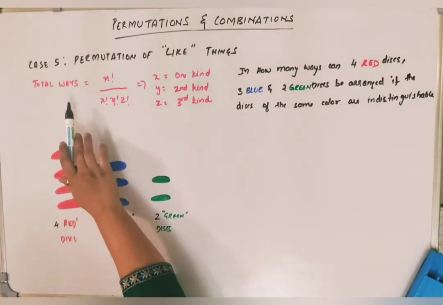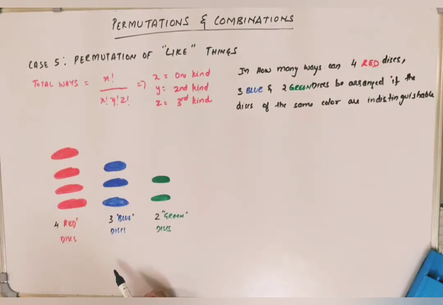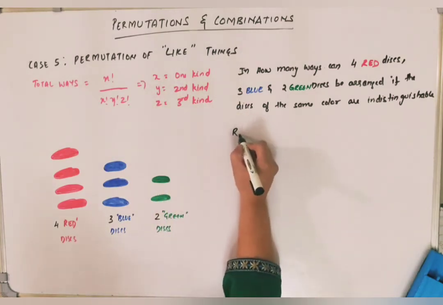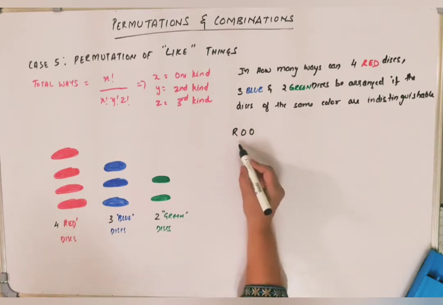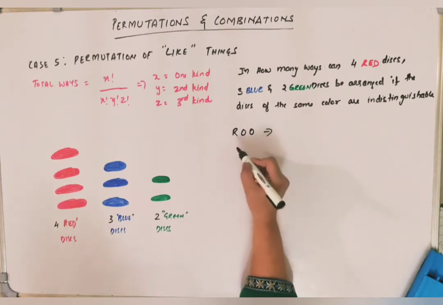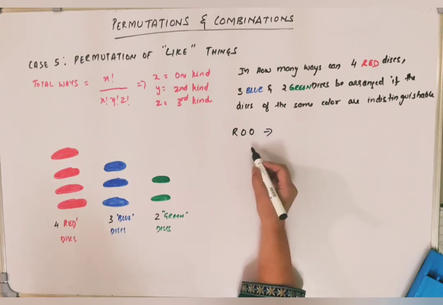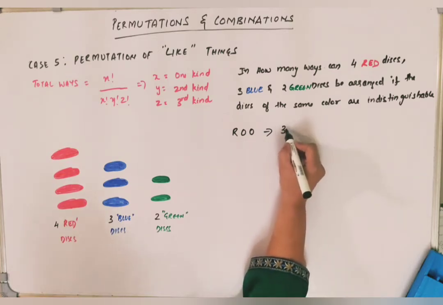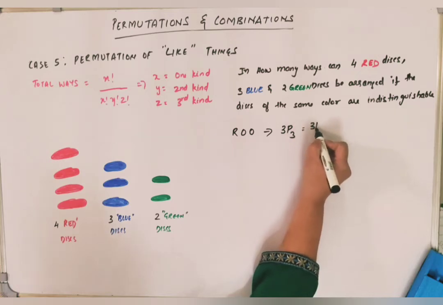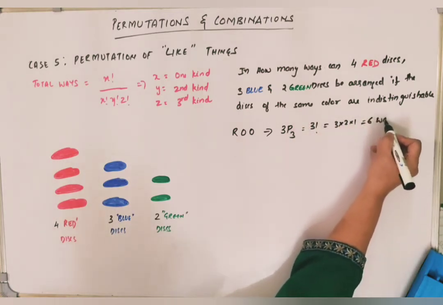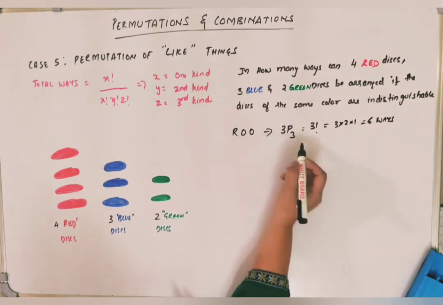Let's solve the fifth case of permutation related problems. This deals with like things. Now, what do you mean by like things? Let me take an example. Say we have the word roo, R-O-O. How many ways can you arrange these letters to form 3-lettered words? How many arrangements can you make? It will be 3p3, nothing but 3 factorial, which is 3 into 2 into 1, which is 6 ways, right? So what are the 6 ways?